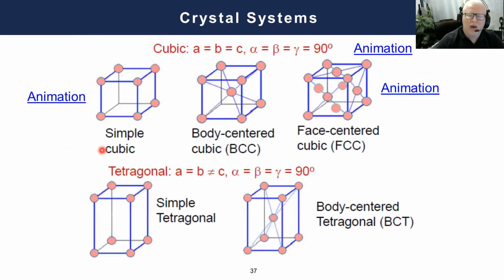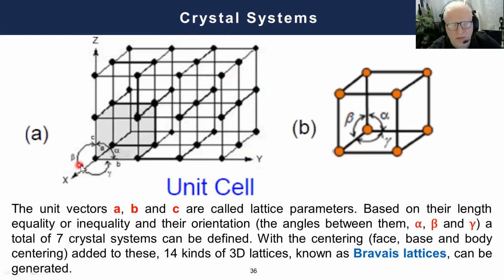Let's see. Here we have different shapes of unit cells. For example, we have the very simple, what we can call the cubic unit cell. When we are dealing with a cubic unit cell, that logically means that A equals B equals C. I mean here, the direction in X equals the direction in Y equals the direction in Z.